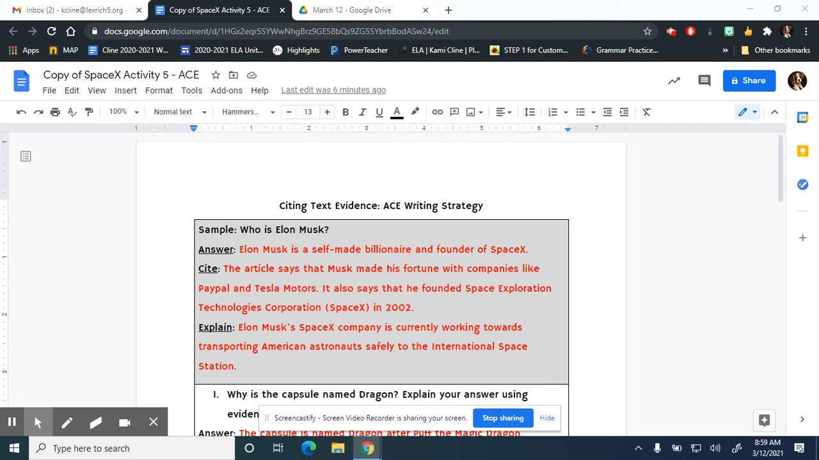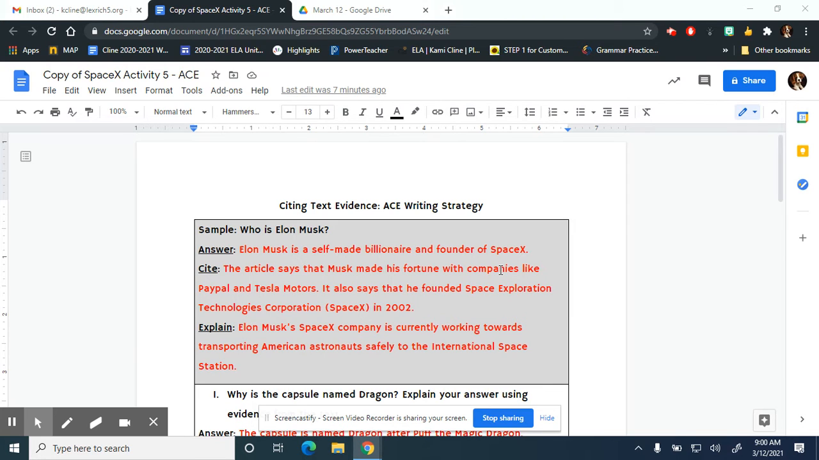Cite. Well, the article says that Musk made his fortune with companies like PayPal and Tesla Motors. It also says that he founded SpaceX Exploration Technologies Corporation, SpaceX, in 2020. So now I just need in my own words in a sentence to explain it. Elon Musk's SpaceX company is currently working towards transporting American astronauts safely to the International Space Station. That explains who is Elon Musk, which was the original question.